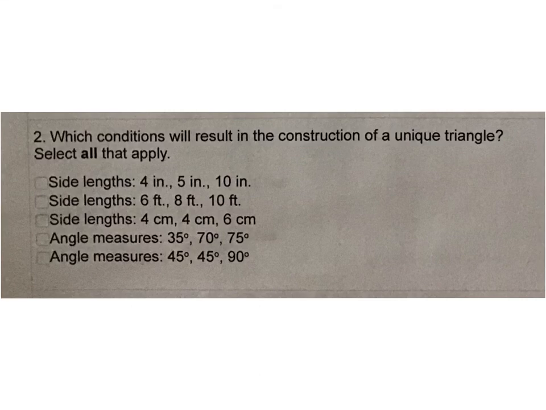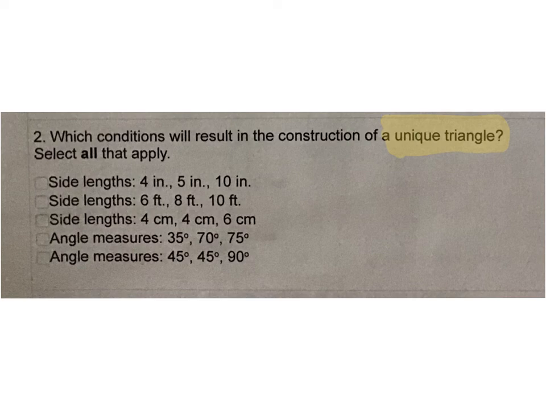All right, so this question says, which conditions will result in the construction of a unique triangle? On your paper, write unique triangle. And then I want you to write down all of those answer choices. Unique triangle. That's what we're about to learn. All right, I'll give you a second to write those down.